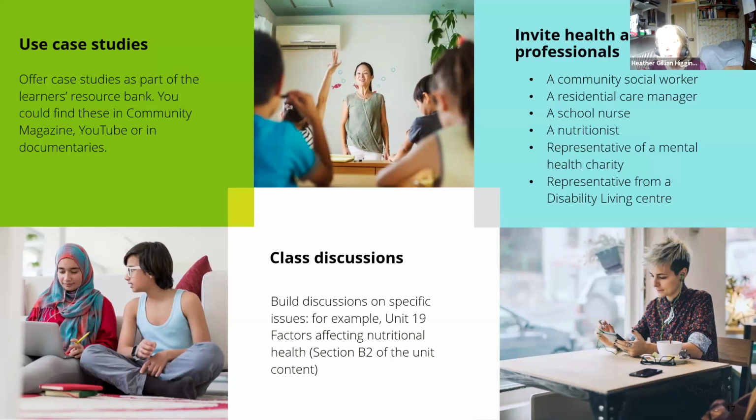Class discussions. Build discussions on specific issues. So, for example, we've got here Unit 19, factors that affect nutritional health, Section B2 of the unit. Sometimes you can have class discussions. Sometimes, and this is just a recommendation, you could build preparatory tasks on a little bit of a unit for learners. If you think they're finding a particular part of a unit difficult, a little class task and a discussion might be a way of actually getting it over. Because apart from visits to the dentist and the GP, a lot of learners, when they come onto the course, have no experience of health and social care. So something like that would be quite useful.